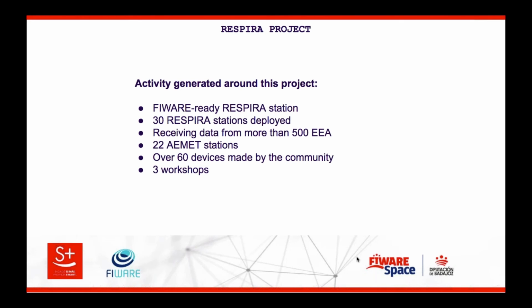We are receiving data from more than 500 European environmental agency stations, which are the official stations deployed by administrations. We are also getting data from 22 IMET stations. IMET is, in fact, our national weather forecasting service. And we are also receiving IoT data from over 60 devices designed, developed, and deployed by the community. And we have also run 3 workshops around the Respira project.